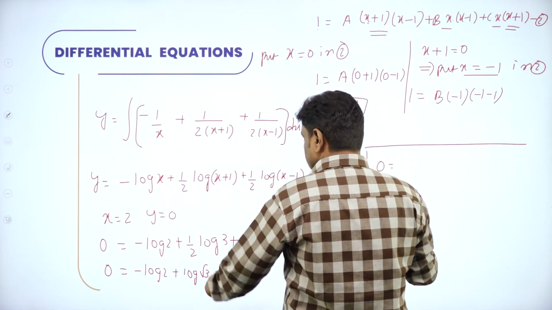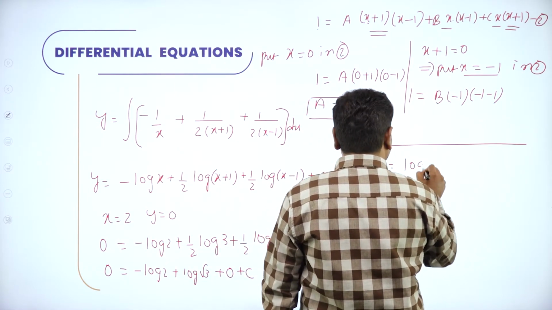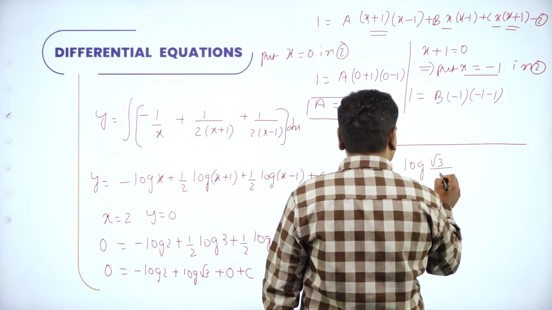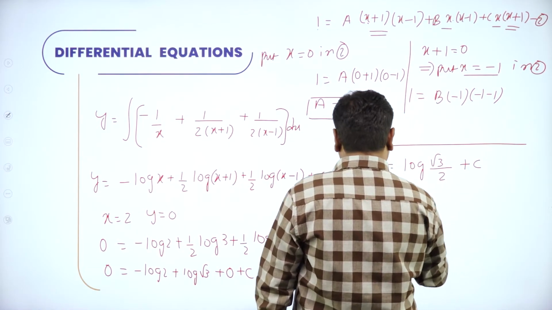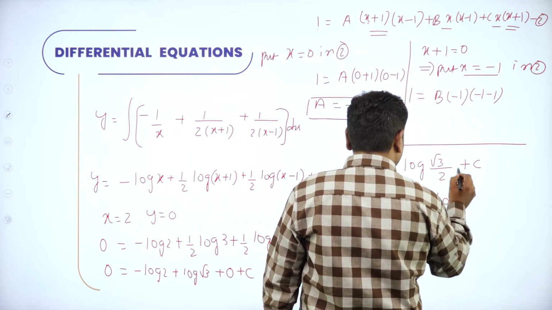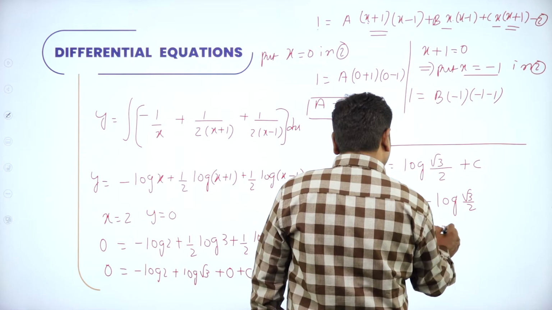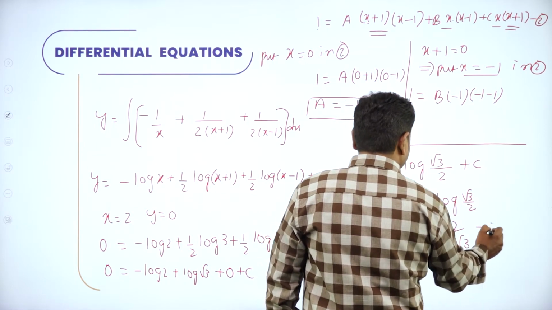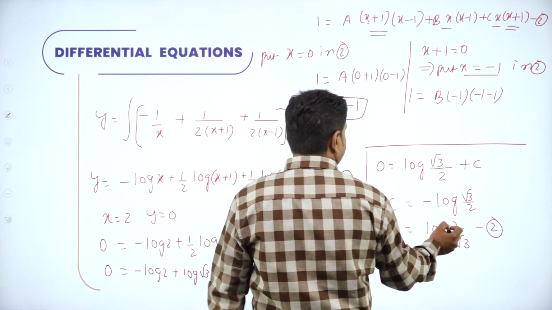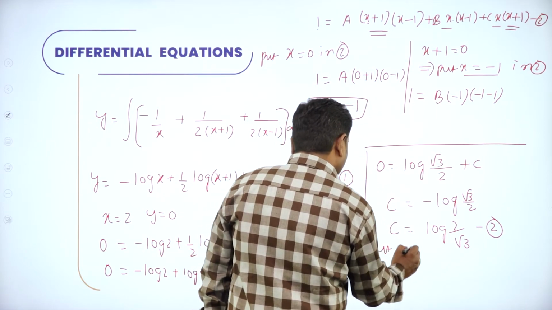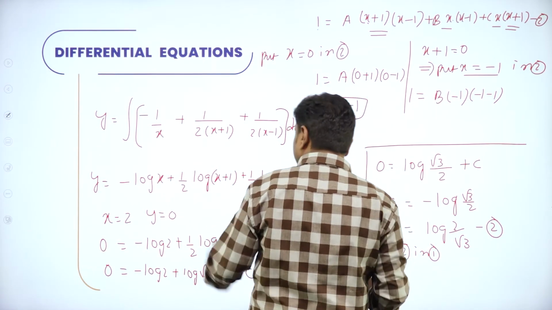0 is equal to log a minus log b, which is log a by b, so log root 3 by 2 plus c, or c is equal to minus log root 3 by 2, or we can say c is log 2 by root 3. Call it equation 2. So substitute 2 in 1. So equation 1 becomes what?